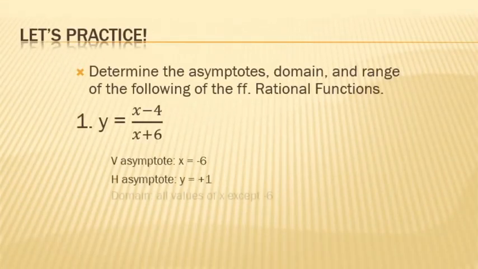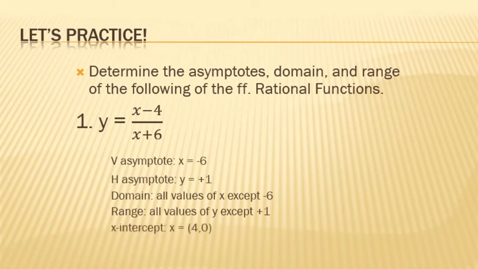Vertical asymptote. Titignan daw natin yung denominator. Anong value ni x magiging 0 yung ating denominator? Diba sa negative 6? Okay? So, therefore, ang ating domain, all values of x except negative 6. Equate lang natin sa 0. Dito, makukuha natin negative 6.